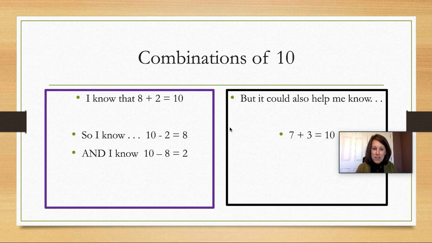This mathematician said, well, if I know that you start on 8 and hop 2 to 10, that if you move back 1 to 7, you have to hop 3 to 10. That is fantastic thinking, mental math strategies.